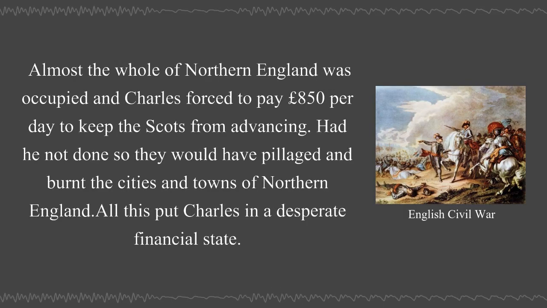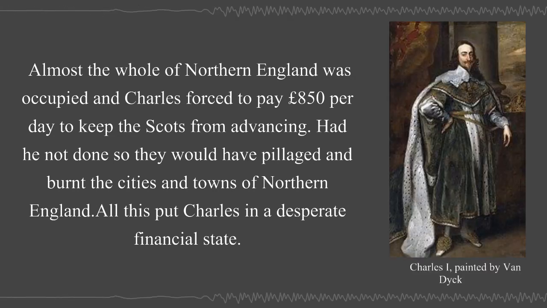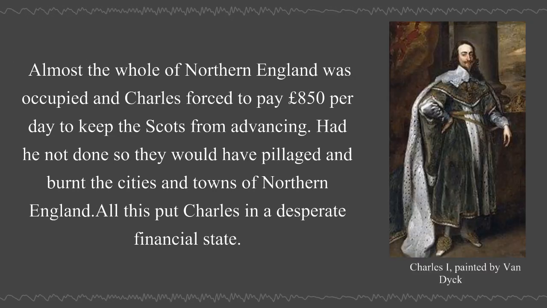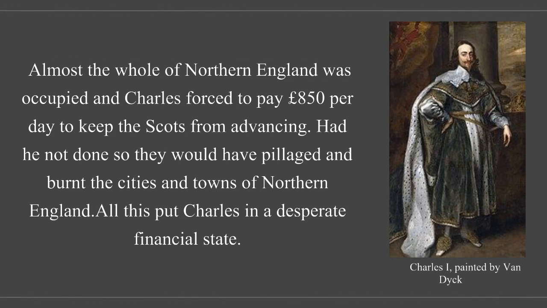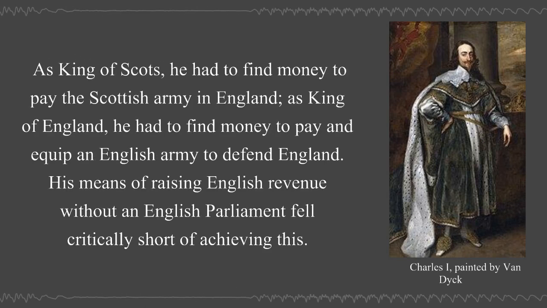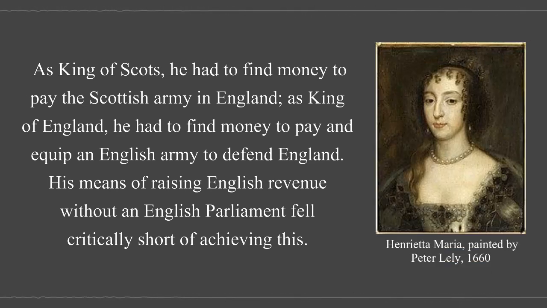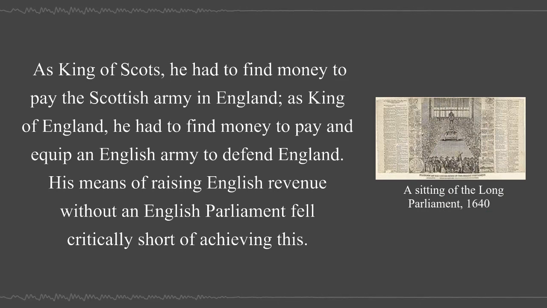Almost the whole of northern England was occupied, and Charles was forced to pay £150 per day to keep the Scots from advancing. Had he not done so, they would have pillaged and burnt the cities and towns of northern England. All this put Charles in a desperate financial state. As King of Scots, he had to find money to pay the Scottish army in England. As King of England, he had to find money to pay and equip an English army to defend England. His means of raising English revenue without an English parliament fell critically short of achieving this.